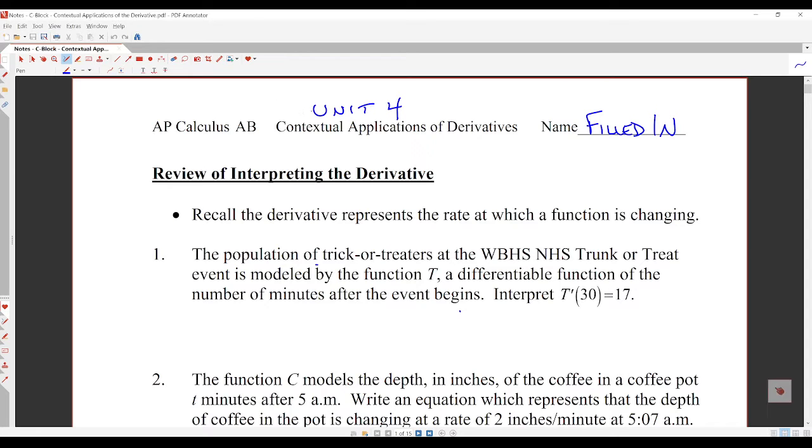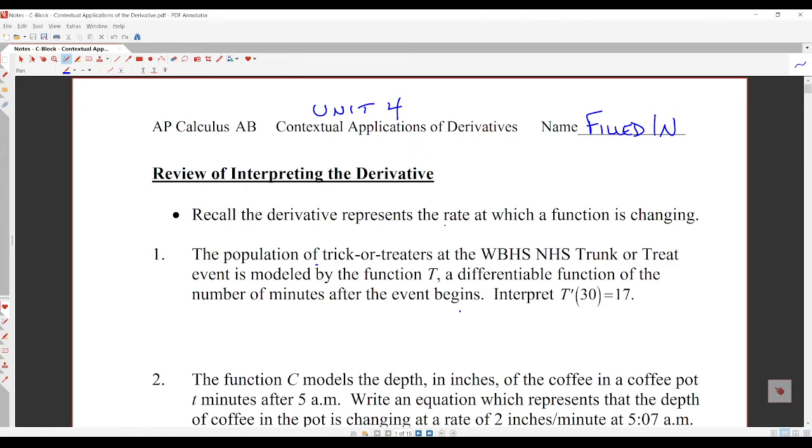All right, let's take a look at Unit 4, contextual applications of the derivative. There's going to be two videos to this. One will be a short one where we're going to be reviewing the interpreting of the derivative. And then the other one will be linear approximations, which takes us to page 5 of this packet. So it's a little bit skip around, but it'll allow you to finish that first assignment for this unit.